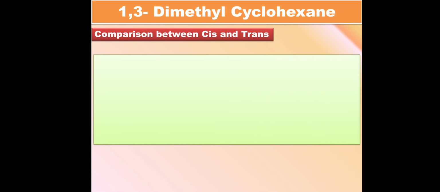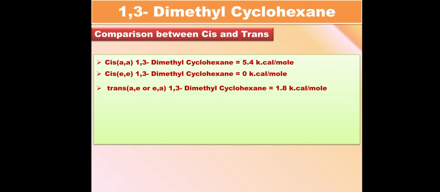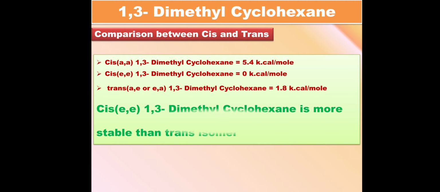Now if you compare the relative stability of 1,3-dimethylcyclohexane, we observe that cis diaxial 1,3-dimethylcyclohexane has very high energy, 5.4 kilocalorie per mole, so it is very unstable. Cis diequatorial 1,3-dimethylcyclohexane has 0 kilocalorie per mole, and trans axial-equatorial or equatorial-axial 1,3-dimethylcyclohexane has an energy of 1.8 kilocalorie per mole. So we come to the conclusion that cis diequatorial 1,3-dimethylcyclohexane is more stable than the trans isomer.